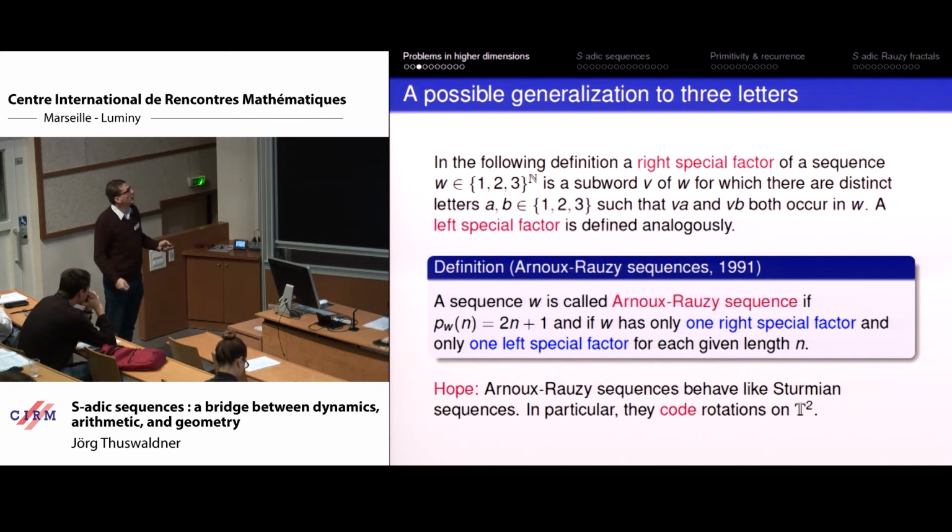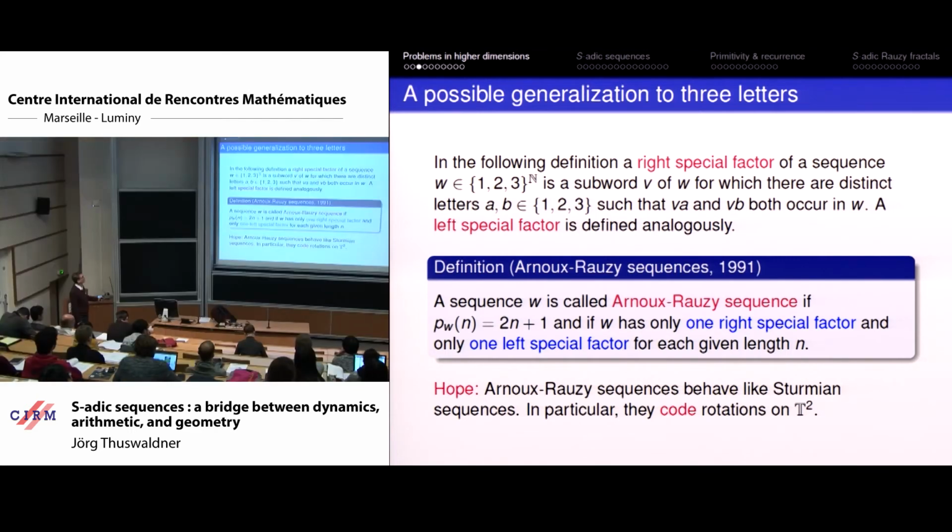And now comes the definition of what is now called an Arnoux-Rauzy sequence, 1991. A sequence is called an Arnoux-Rauzy sequence if it is a 3-letter sequence, the complexity function now is 2n plus 1, and we require that W has only 1 right special factor and only 1 left special factor. Left special factor is of course defined analogously on the other side for each given length n. It is rather easy to see that if there is only 1 right special factor, then you can use even 3 letters to prolong it.